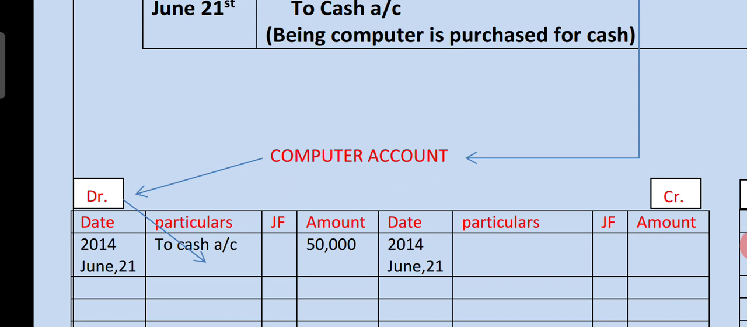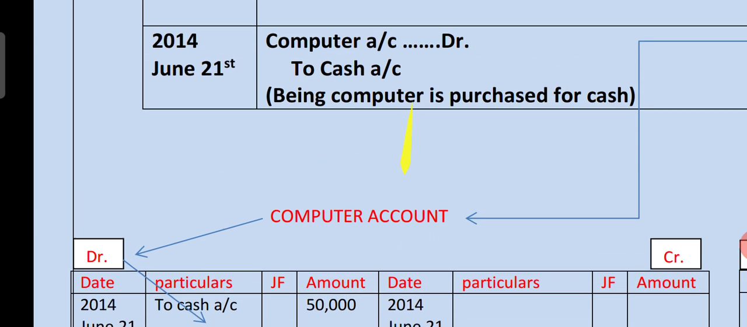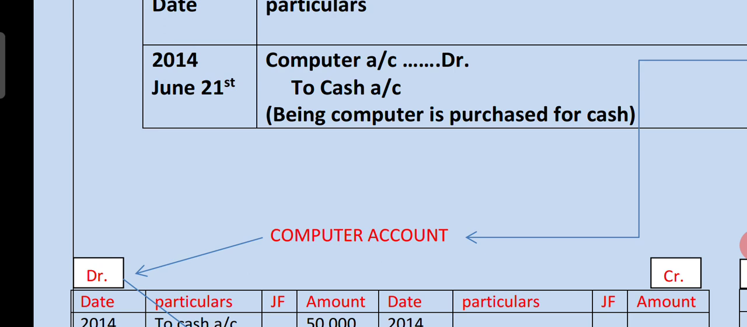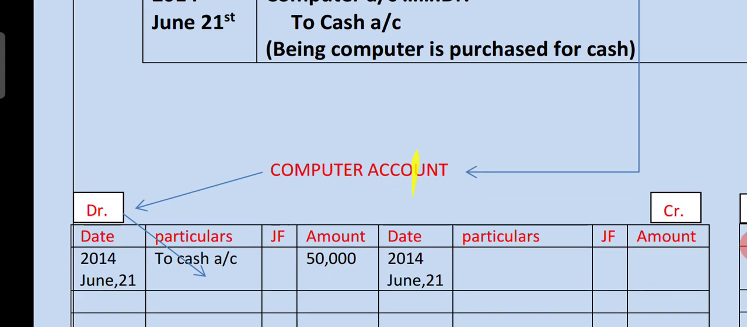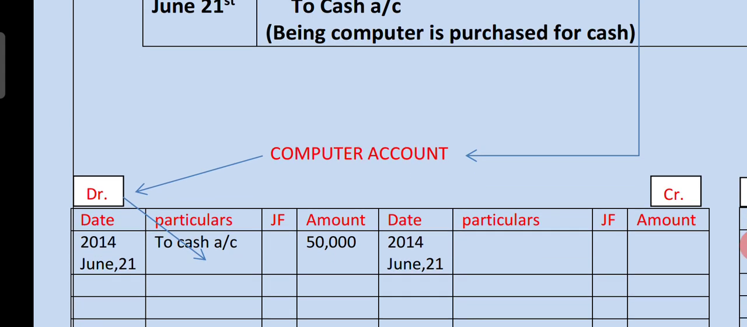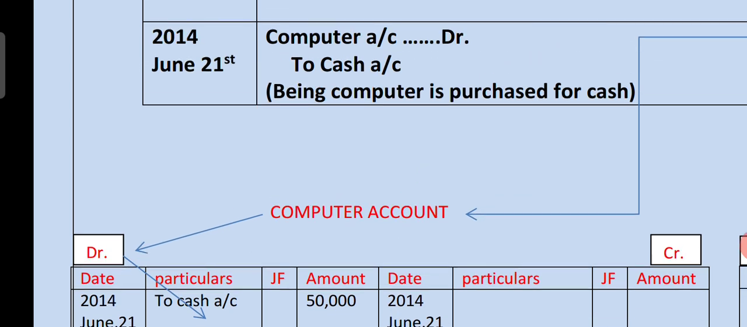because the computer account is written as a debit entry. For that, we come to the computer account, and from there to the debit side. In the debit side we write the date, month and year. After that, we come to the particulars column, where we write the opposite entry.